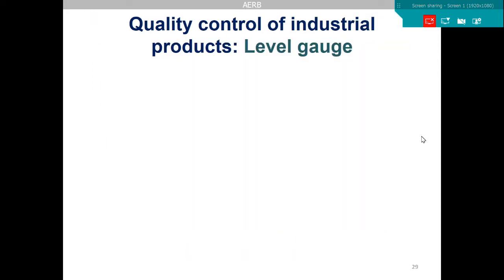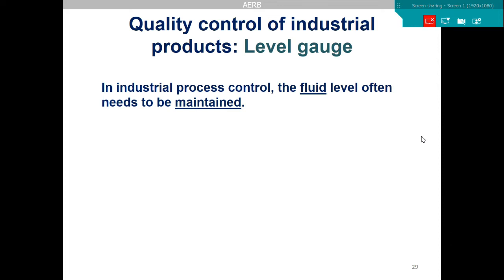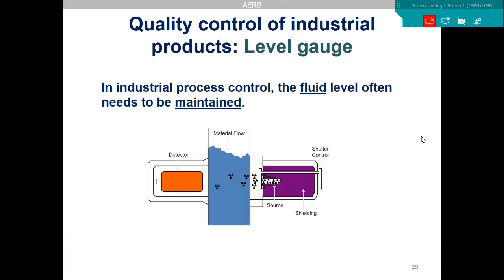Now we have these level gauges which are widely used in process industry, where you want to ensure that the fluid level in a column does not fall below a certain level. Let us say that in this application, you want to ensure that the level stays somewhere around this mark. You don't want it to fall below this level. So you have kept the radiation source here. Radiation is coming out, and there is a detector here.